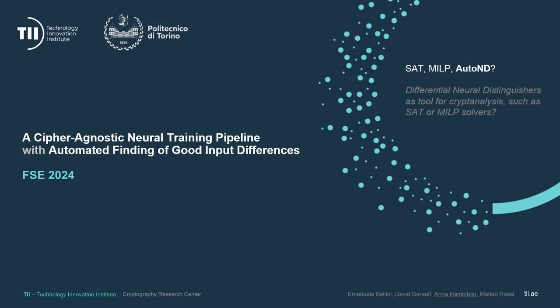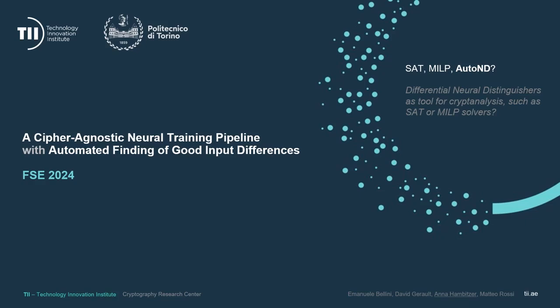Sorry for the very long title. In our work, we have dealt with neural distinguishers, and I don't know how closely you followed the work in the past years, but at the moment it's a lot of work to apply a neural distinguisher to a new cipher.